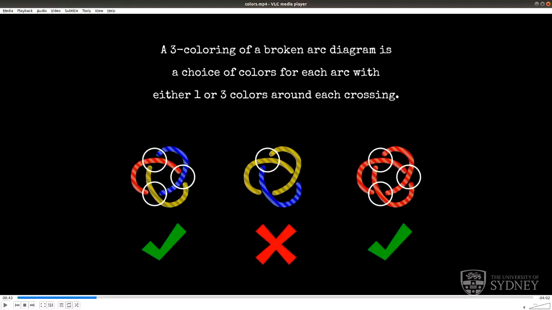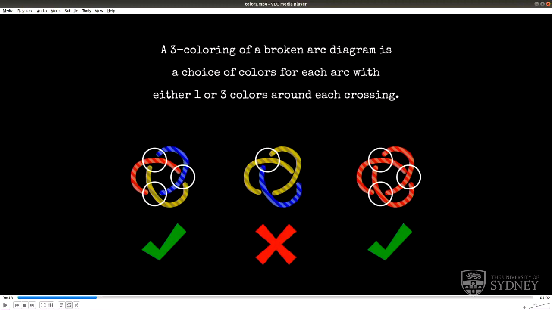Let me just run the video again with the colorings to remind you and to also motivate what we are doing today, because we're generalizing this picture on the one hand, and on the other hand, and that's very impressive actually, also get an algorithmic way to decide whether a knot admits a coloring or not.